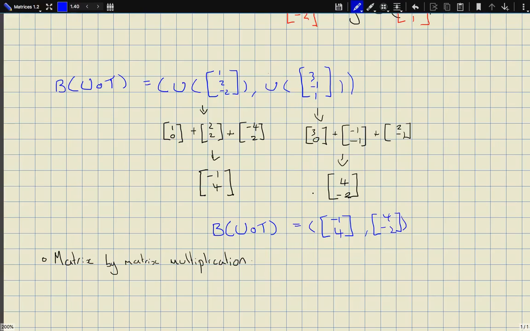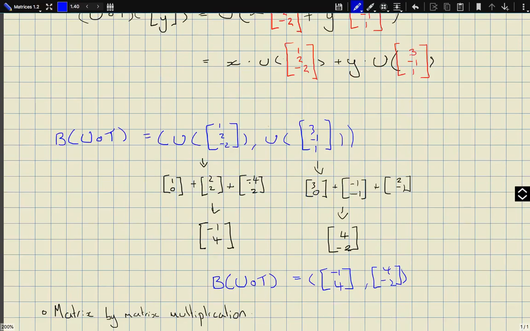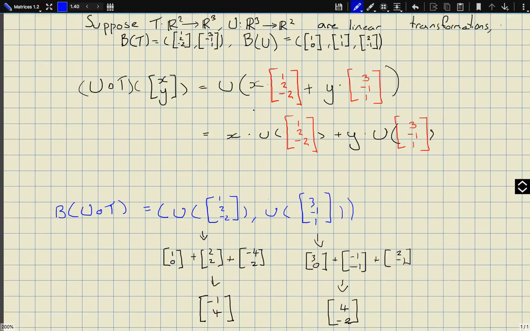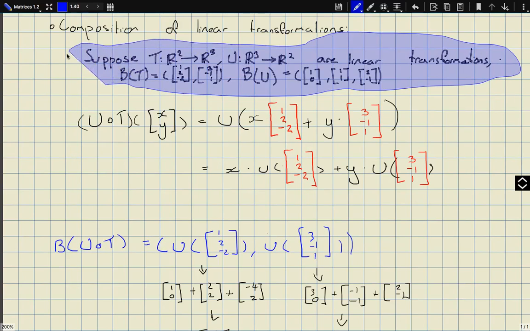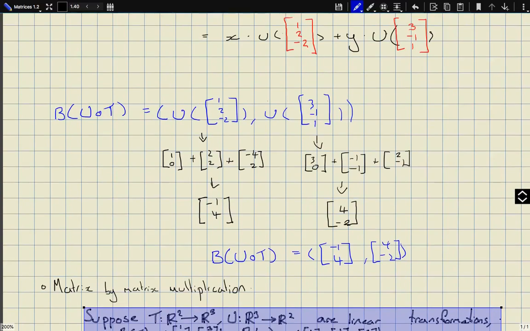Fantastic. And so this is the idea that we're actually going to use to multiply matrices by each other, because matrix multiplication, so the matrix of U times the matrix of T, is actually just going to be U composed of T. So let's do that. We're going to take this up here, convert them into matrices, multiply them together, and we're going to see that we get the same result.